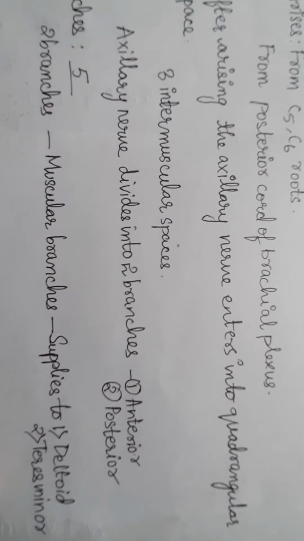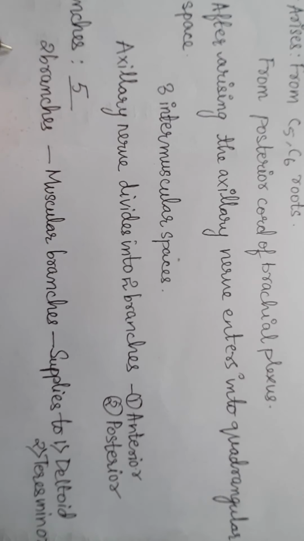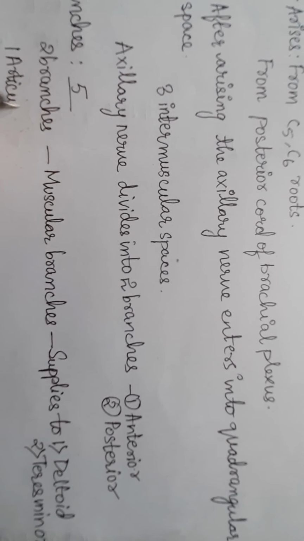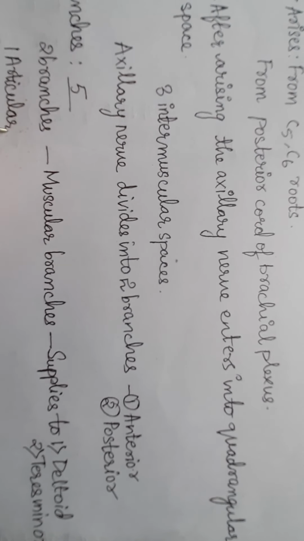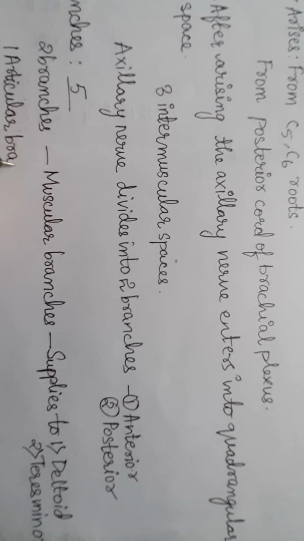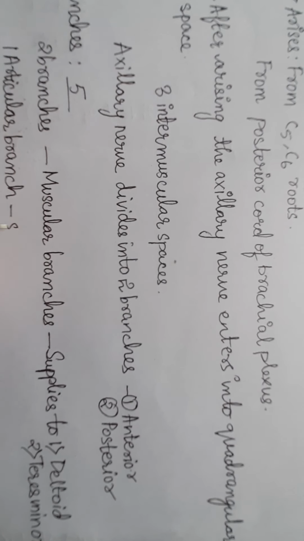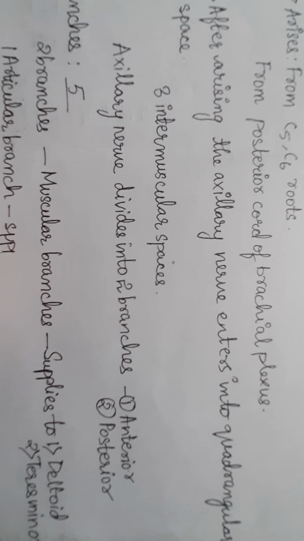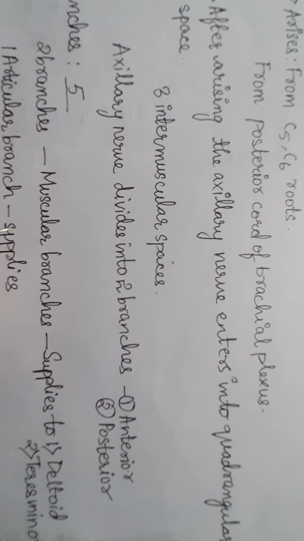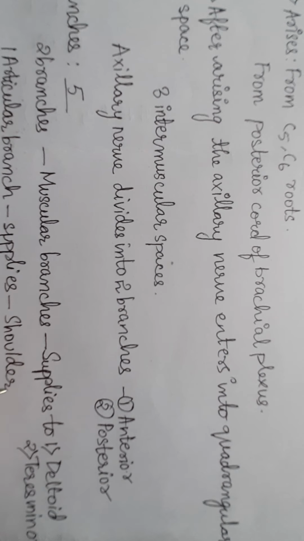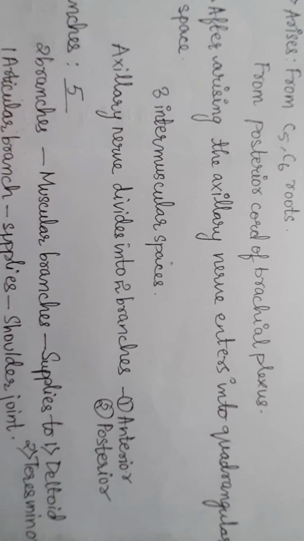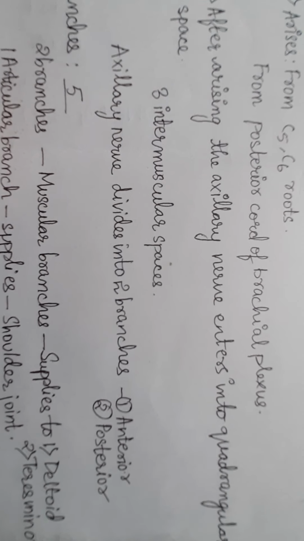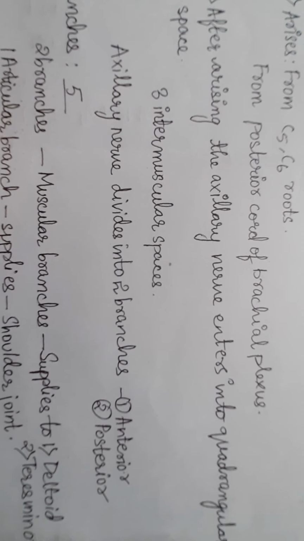Second one is one articular branch. Articular branch means it supplies the joint. So the axillary nerve supplies the shoulder joint. Next are the two cutaneous branches, which supply the skin. So what are they?